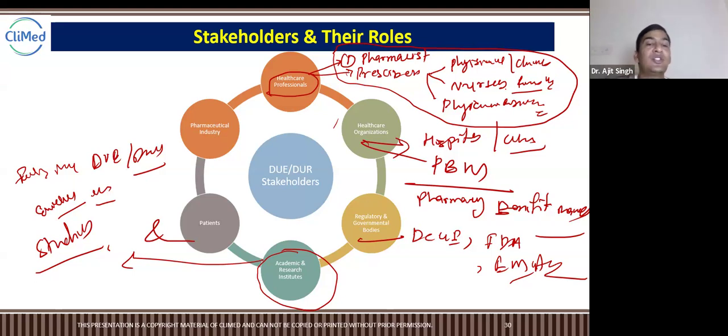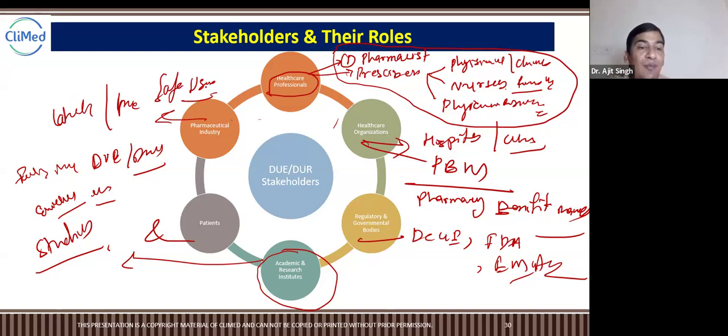And then the pharmaceutical industry is nothing but the makers. They collaborate with the health organizations to provide the drug utilization data. They also ensure the proper labeling and product information for safe use. These people are the makers, right? So they tell about the safe use of the medications. They also address concerns like drug interactions or side effects which are raised during the DUE or DUR.